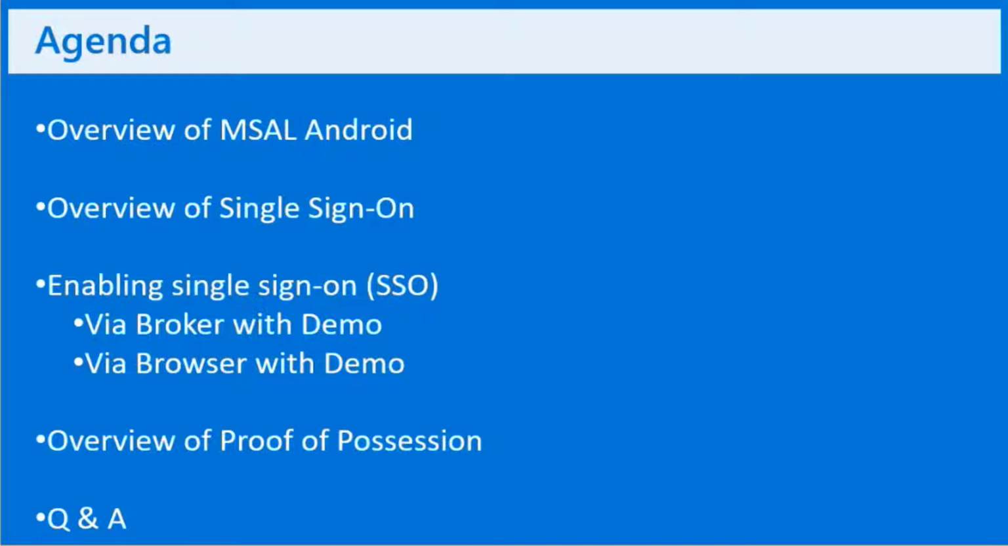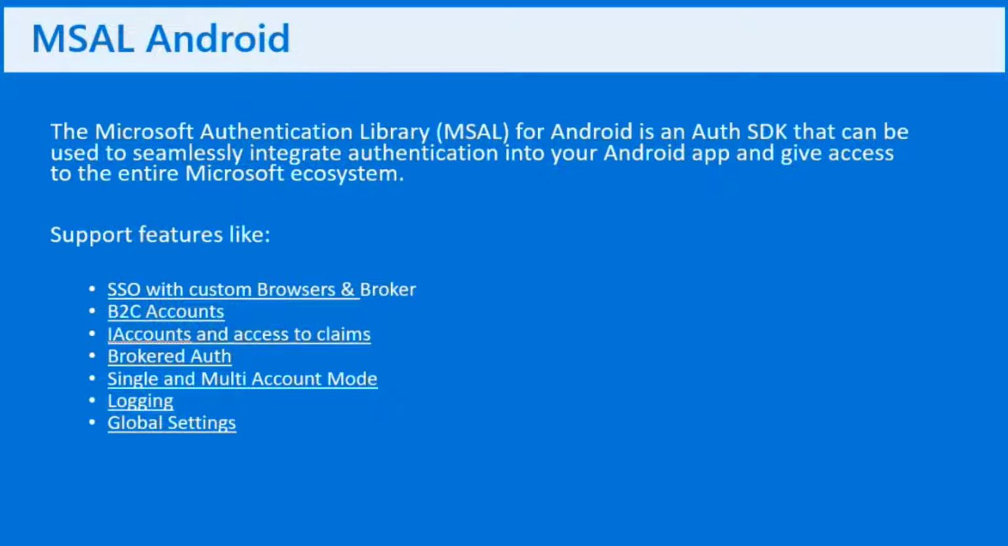So on our agenda today is an overview of MSAL Android. What exactly is MSAL? And then we will dive deep into how you can enable SSO, what is single sign-on, and what are the ways to enable SSO. And then Shane is going to talk about what is proof of possession and how you can actually use proof of possession to protect your access token. And then we will open the floor for Q&A. So let's just dive in.